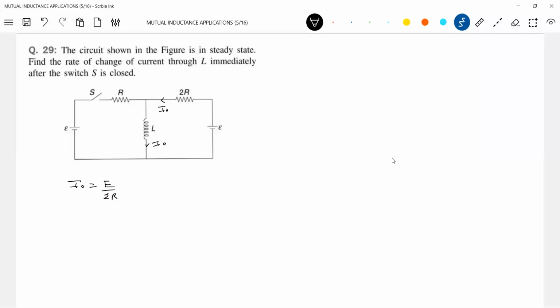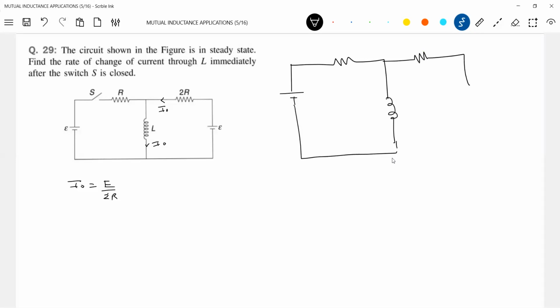Now I'm going to close the switch. Immediately after closing the switch, just after closing the switch, is what our discussion is. This is R, this is 2R, this is the inductor. And there was some flux linking it. Because of the current flowing, there'll be some flux, no? This flux, I'll call phi. The flux linking the coil should be equal to L I naught.